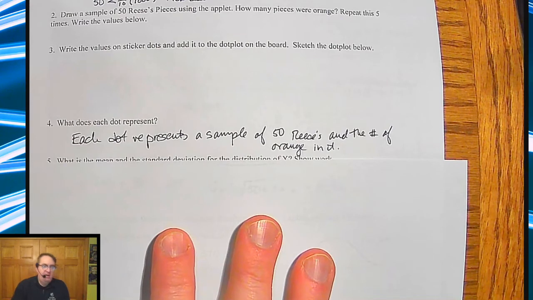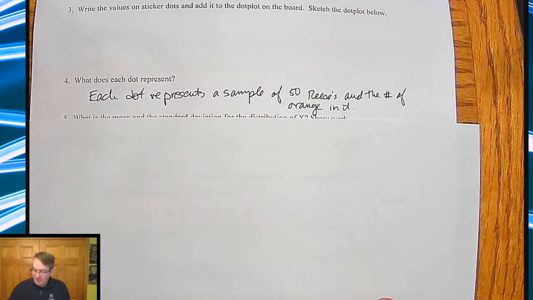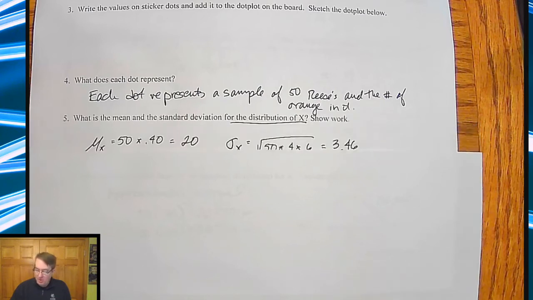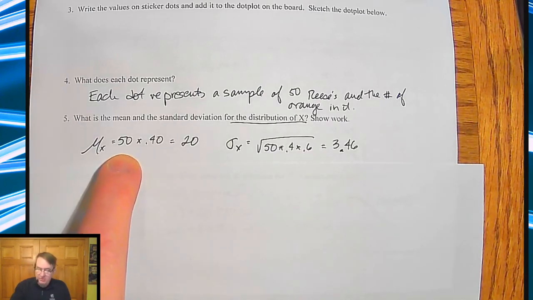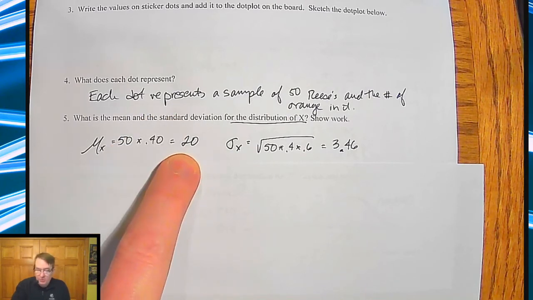Now, like we were talking about in section 1, when we start talking about means, if you're talking about the population mean, you can just take the number of candies that you take, 50, and multiply by your proportion, and you get an answer of 20.